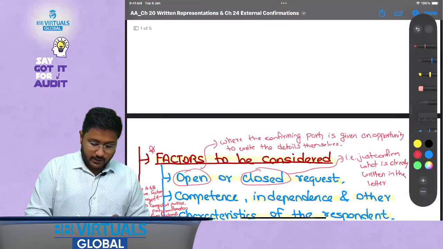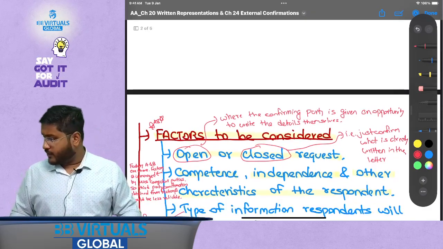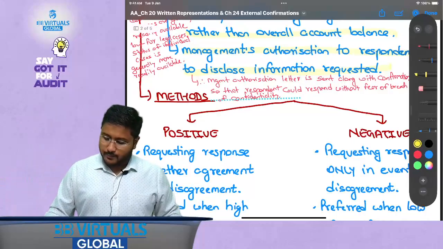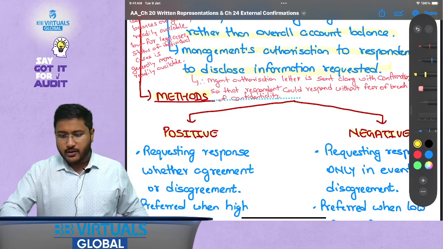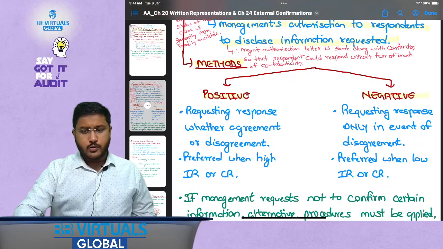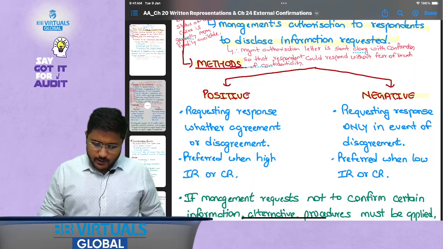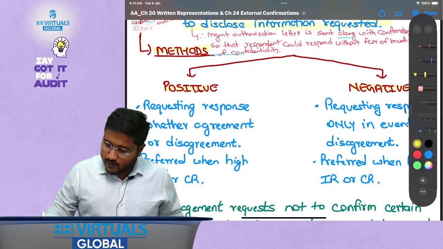Is it important? Yes. These two standards are generally fully important. Now let's talk about methods, positive as well as negative. When we talk about the methods, what is important to understand here is that there are generally two methods. One is positive and another one is negative.